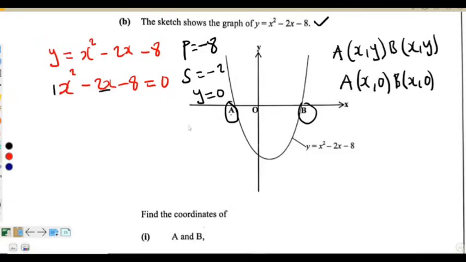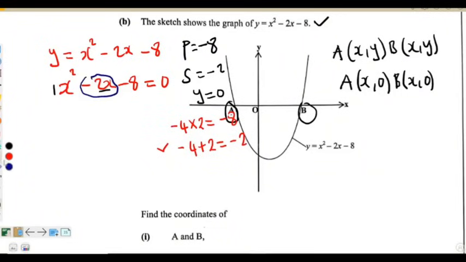So after doing that, we come up with two numbers such that when you multiply them, we are going to get negative 8. When we add them, we are going to get negative 2. So these two numbers are going to be what? When you say negative 4 times 2, it will give us negative 8. The same numbers, negative 4 plus 2, will give us negative 2. So these are the numbers that we are going to use. We are going to substitute these numbers right here.